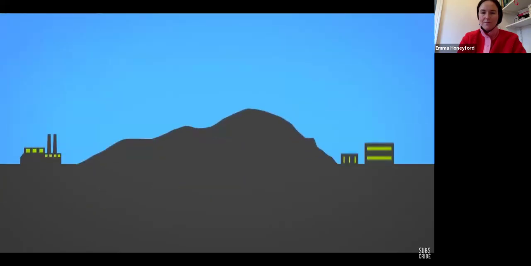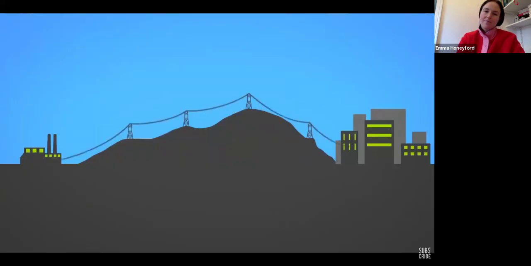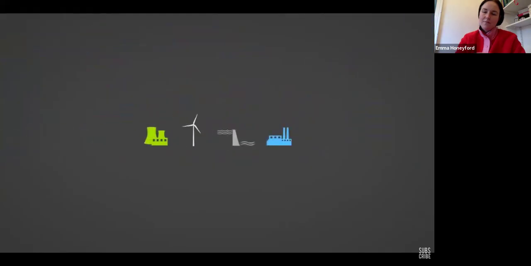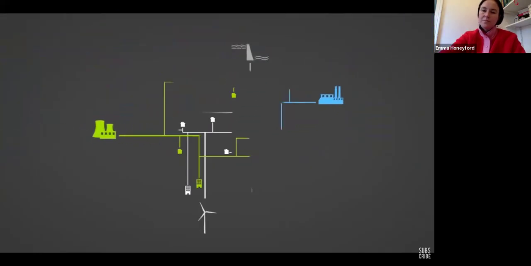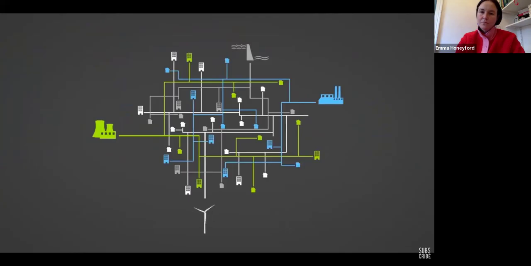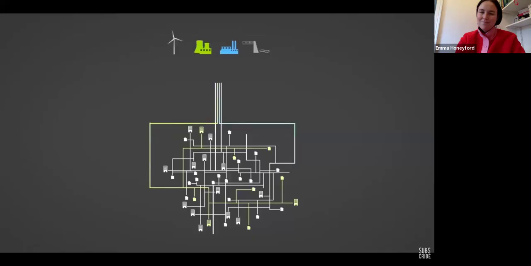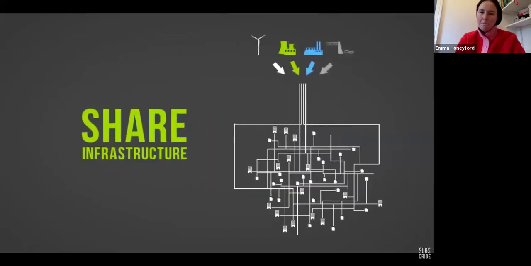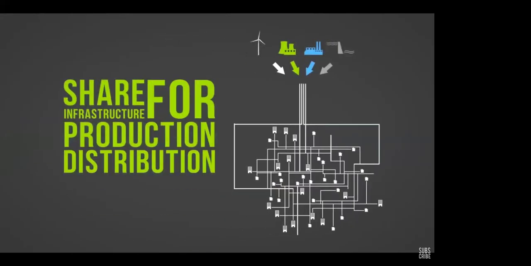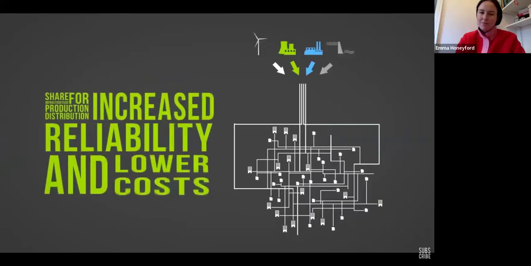The grid was created to solve the problem of geographic separation between electricity production and consumption. Electricity is often produced far from where it is used, so infrastructure needs to be built to connect the two. Prior to the invention of the modern grid, electricity producers each developed their own distribution systems for delivering electricity to customers. This system was costly and often led to underused infrastructure and wasted electricity. The modern grid was invented to allow various producers to share infrastructure for production and distribution, which led to increased reliability and lower costs.